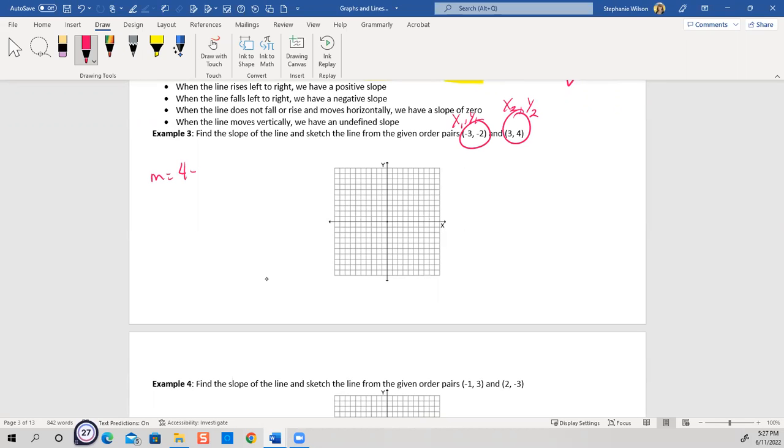So y2 is 4 minus y1, which is -2. So be careful, guys. You've got minus that -2, okay? x2 is 3 minus my x1. If you notice the numbers that are negative, I put them in parentheses just because I want to make sure I do it right. Negative times negative is positive. So I got 4 plus 2 over 3 plus 3. So I got 6 over 6. It equals 1, right?